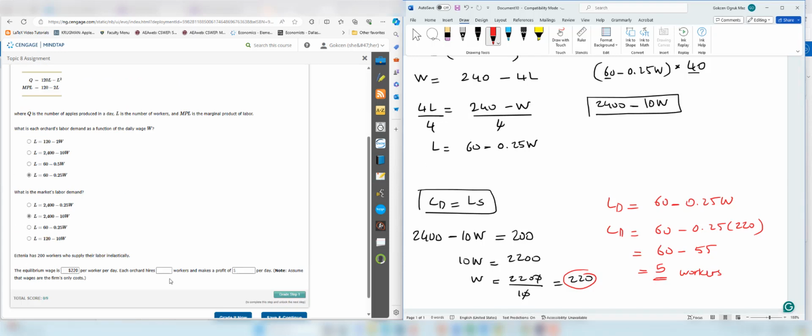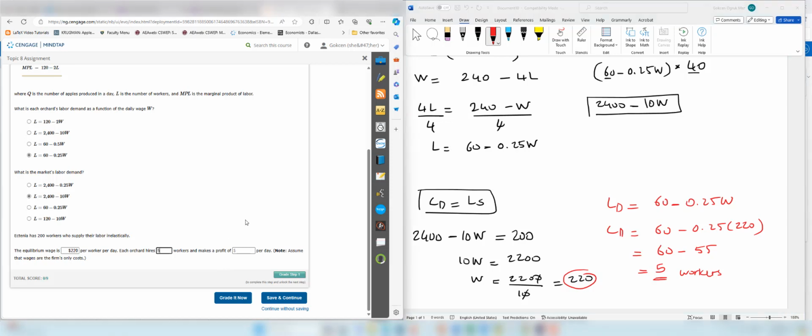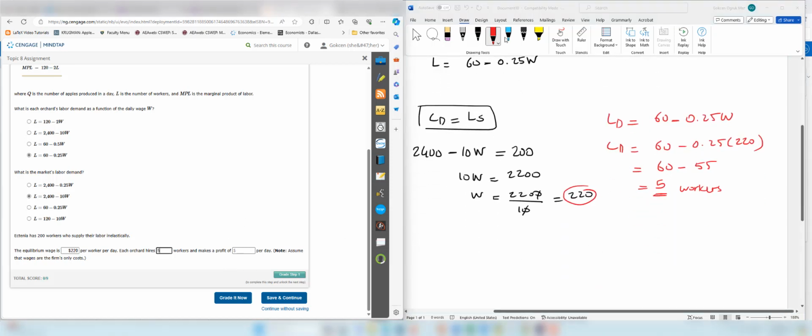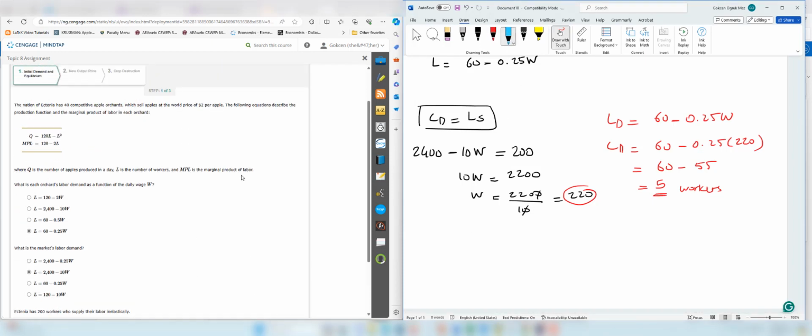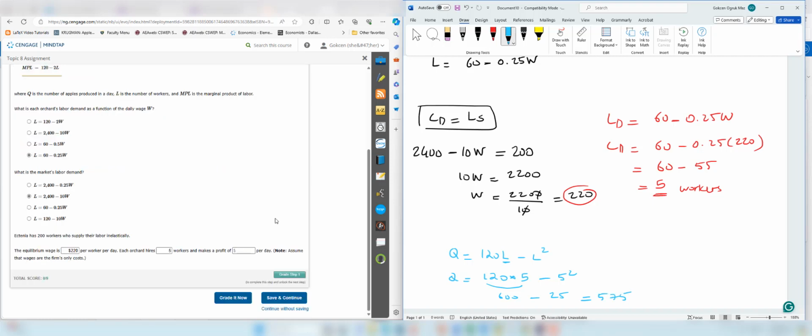So we are going to type that here. And now let's make the profit. In order to find profit, we need to know how much each firm produces. So therefore we need to go up to the production function. Here the production function Q is equal to 120L minus L squared. And we know L is 5, so Q is equal to 120 times 5 minus 5 squared. So let's calculate that. This part is 600 minus 25, therefore it is 575.